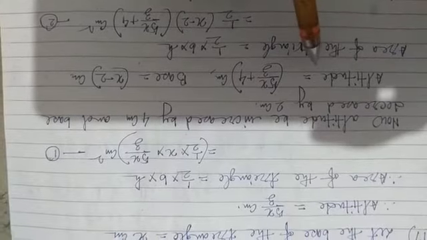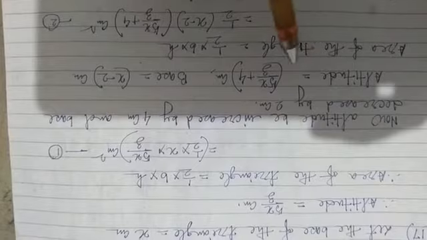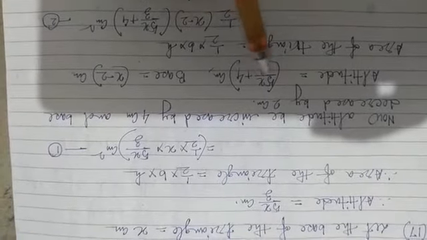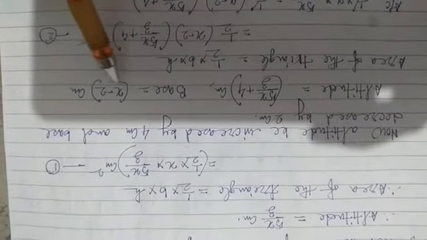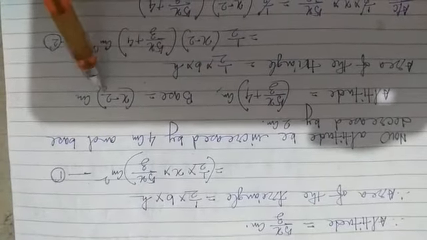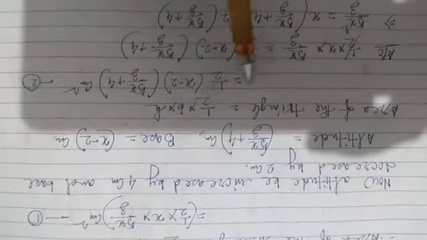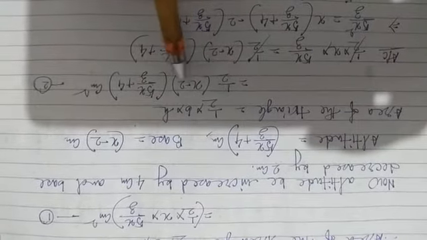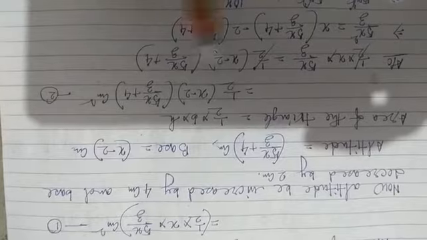So the original altitude is 5x by 3. Now the new altitude equals 5x by 3 plus 4, increased by 4, so 5x by 3 plus 4 centimeter. And the base is decreased by 2 centimeter, so base equals x minus 2 centimeter. So the area of the triangle equals half into base into height, equal to half into x minus 2 into 5x by 3 plus 4 centimeter square.